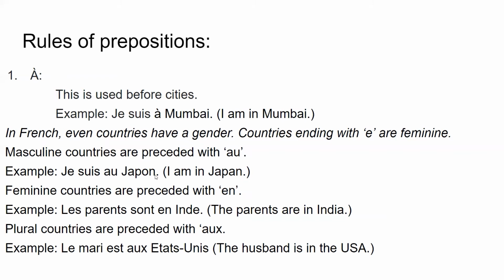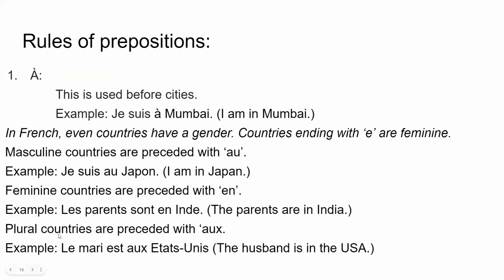Japon doesn't end with an E, and that's why it's a masculine country and we use au before it. Feminine countries, on the other hand, are preceded with en. Les parents sont en Inde. The parents are in India. And here is the French spelling for India, and E here makes it a feminine country, and hence it is preceded with en. Les parents sont en Inde.